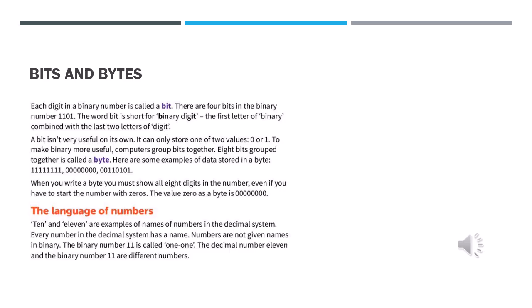The numbers 10 and 11 are examples of names of numbers in the decimal system. Every number in the decimal number system has a name. Numbers are not given names in binary. The number 11 is called one one. The decimal number 11 and the binary number 11 are different numbers.